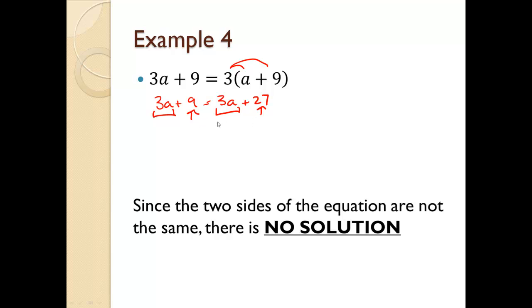Get my variables on one side. So I'd have 3a plus 9 equals 3a plus 27. Subtract 3a from both sides. Subtract 9 from both sides. That cancels out. Oh look, that cancels out too, leaving me with just 0 on this side because the two 9's cancel out. But 27 minus 9 is 18. Does 0 equal 18? No. So no solution. So even if you get down to here and your variables are gone, if it's not a true statement, you have no solution.